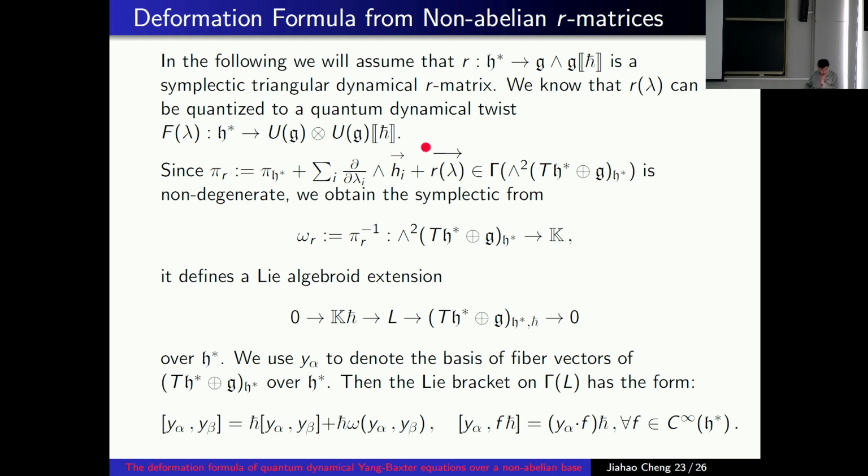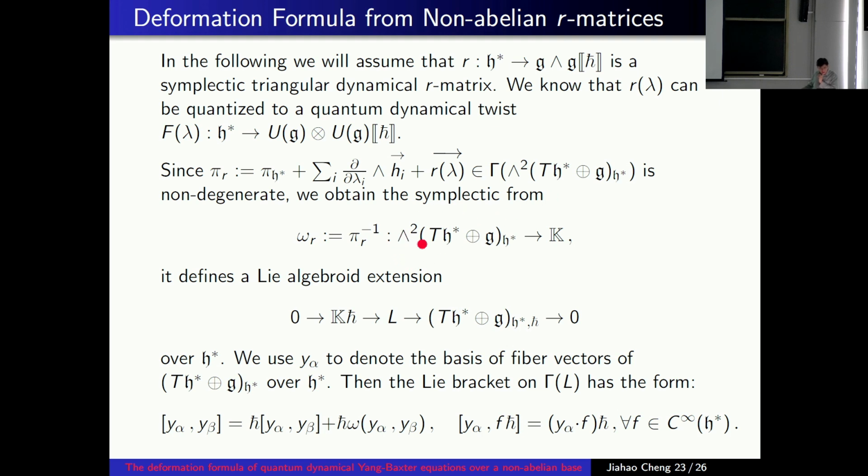So now suppose that we already have a symplectic triangular dynamical r-matrix R(λ), and then we have defined a Poisson structure. Actually, we know that this Poisson structure is symplectic, so it's nondegenerate because it requires R to be symplectic. So it corresponds to a symplectic form. We can take the inverse of π_R, and then you get a symplectic form.